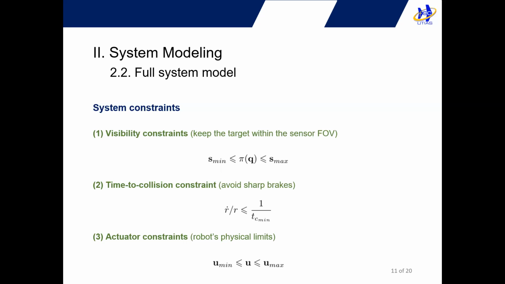We observe that when a sharp brake occurs, the drone needs to produce a large rotation to decelerate itself, which is detrimental to target visibility. The last constraint is related to the actuator constraint, which is thrust and body rate limits in our context.